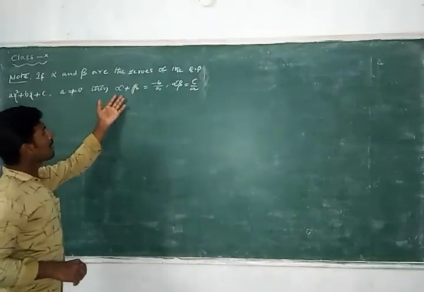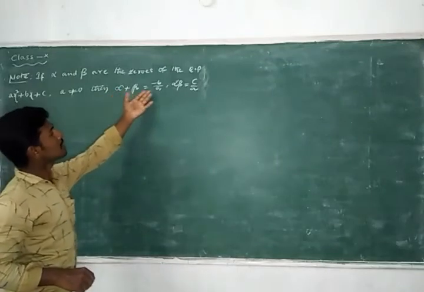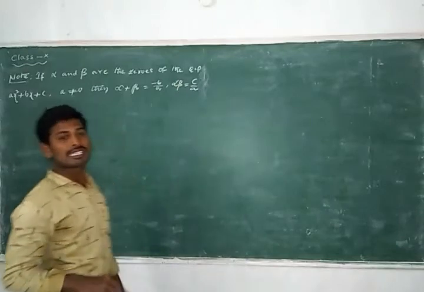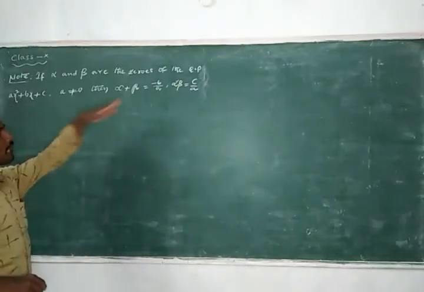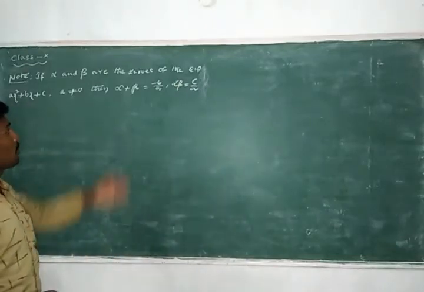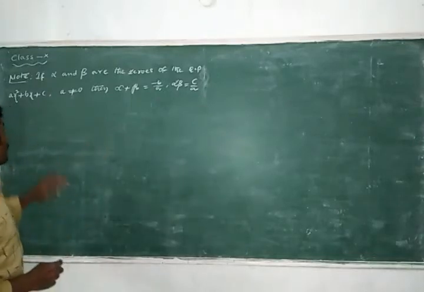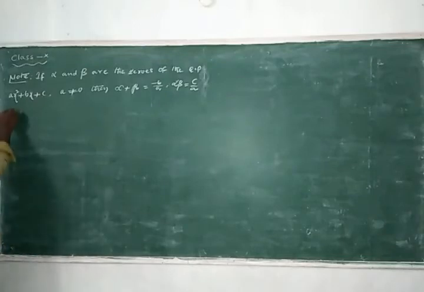It means the sum of the zeros is equal to minus b by a, and the product of the zeros is equal to c by a. So how do we find minus b by a and c by a? How do we find alpha plus beta and alpha into beta? So now we check the proof for this.